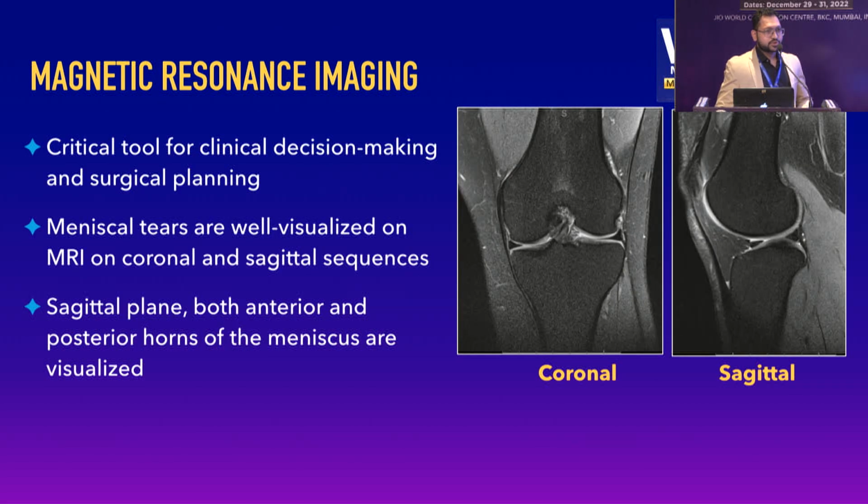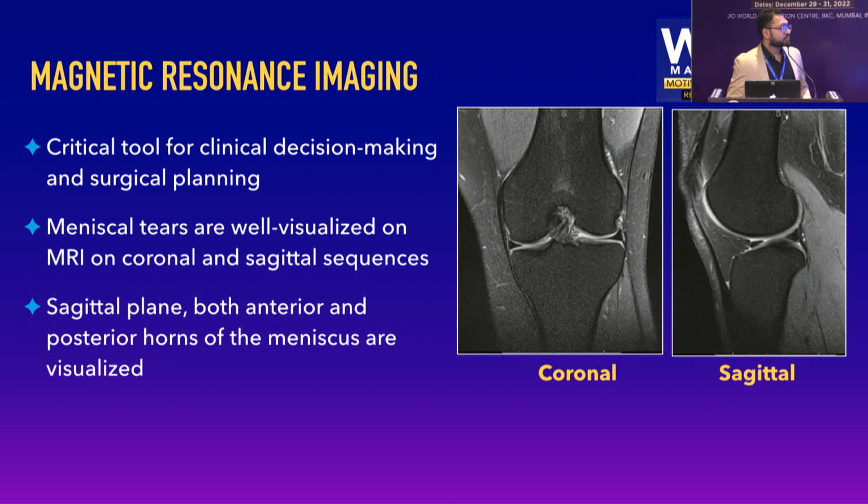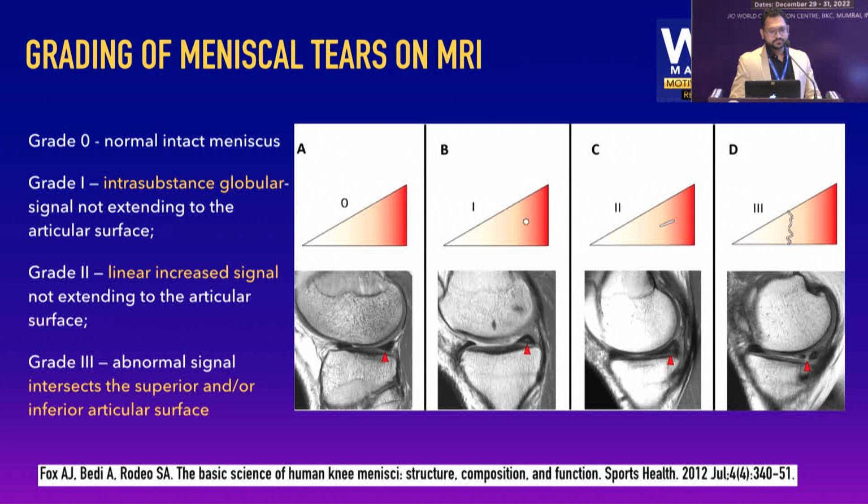Then comes the important part, that is the imaging. MRI is the critical tool for clinical decision making and surgical planning. Meniscus tears are well visualized on MRI on the coronal and sagittal sequences. In the sagittal plane, both the anterior and posterior horn of the meniscus are visualized. That is the coronal view of the knee joint, and this is the sagittal view. This is a fat suppressed T2 weighted image.